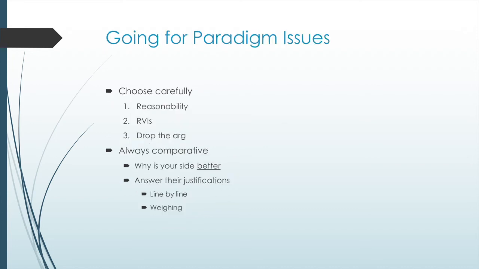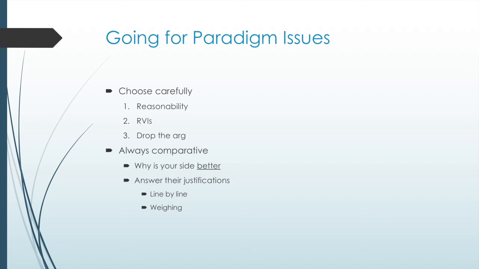So the last thing to consider for responding to a shell: obviously competing interps and reasonability are more about the content dimension of the shell, the specifics of the interp, but we can also go for paradigm issues in a more general sense. We can frame how this debate is had differently. So we want to choose carefully when we're deciding which paradigm issues to go for, and whether to go for paradigm issues at all. You're not often going to have to go for paradigm issues, but it is always an extra strategic benefit.